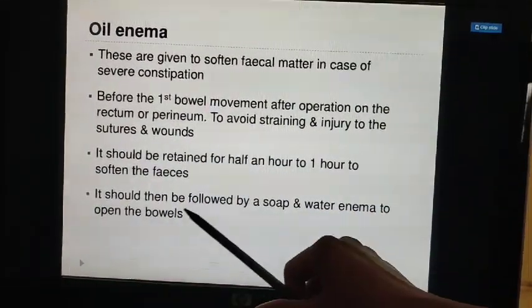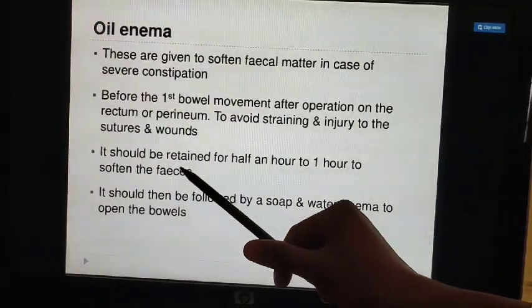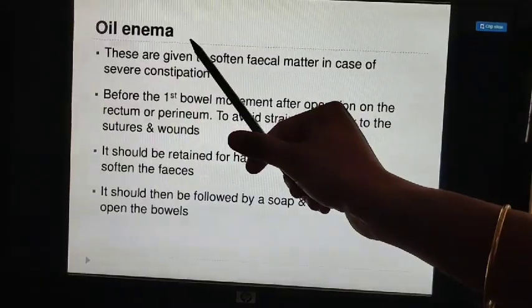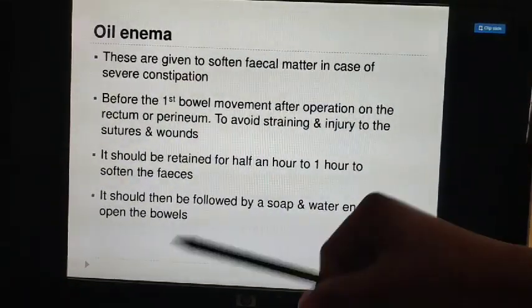Then it should be followed by a soap and water enema. Once the fecal matter is softened, once the oil enema is given, then we have to give the simple evacuant enema to wash the bowel. Clear?